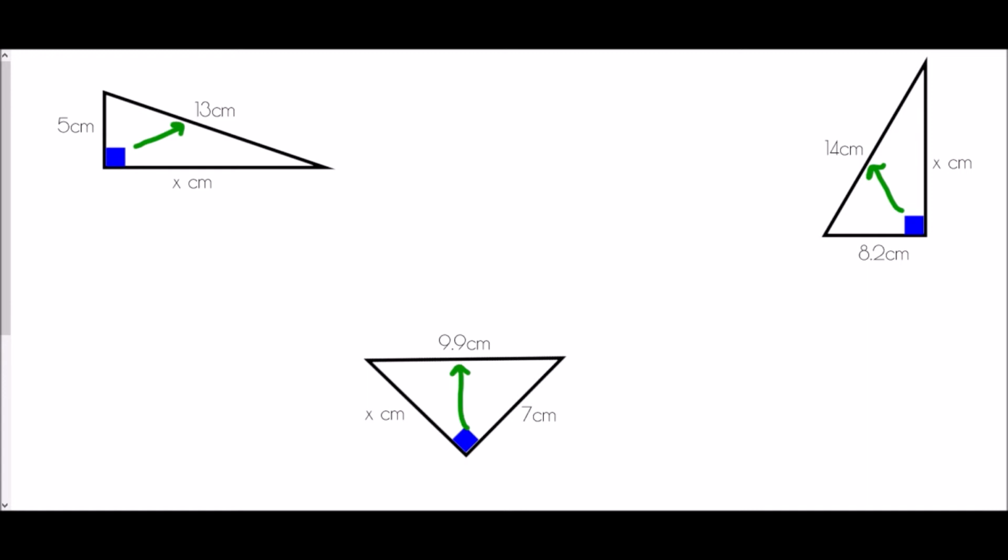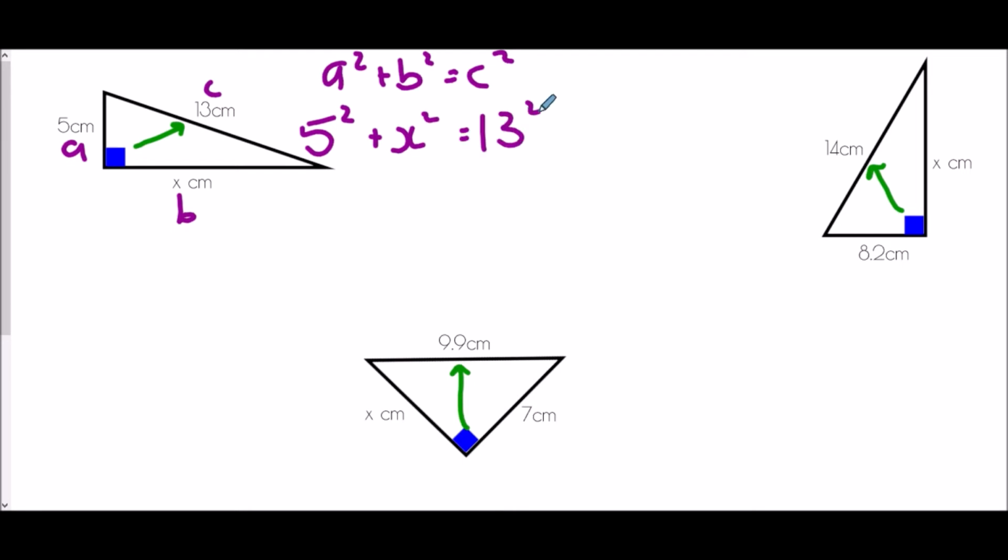And so when we label it here, we would call this one a, and this one b, and this one c. And so in our formula, we have a squared plus b squared equals c squared. But this time, that's going to mean I have 5 squared plus x squared equals 13 squared. And so I'm going to have to think a little bit more carefully about how I'm actually going to solve this one. I'm still just going to work out what 5 squared and 13 squared are. So 5 squared is 25, and 13 squared is 169.